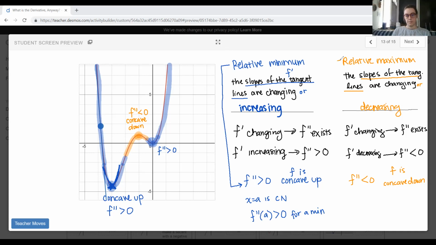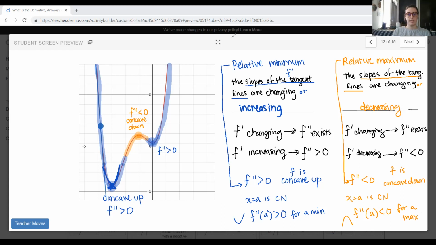Similarly, oops, I missed it. So max means that we want this concave down shape. So if you have a critical number, you want to show that the second derivative is negative for a max, because that would get that shape, while min would need this shape.